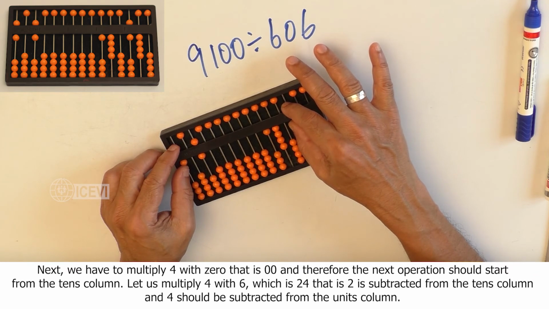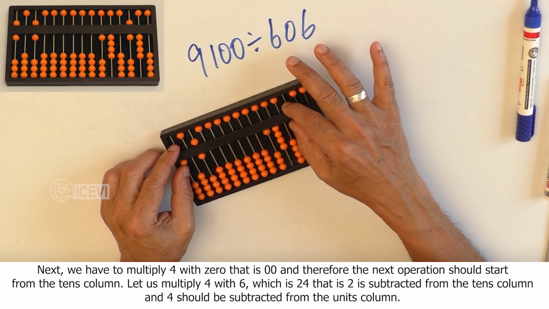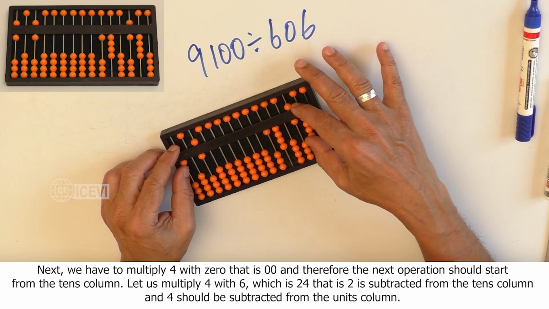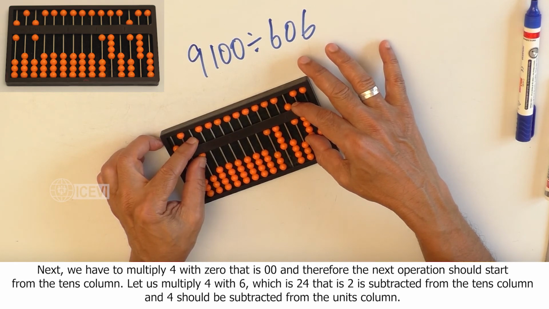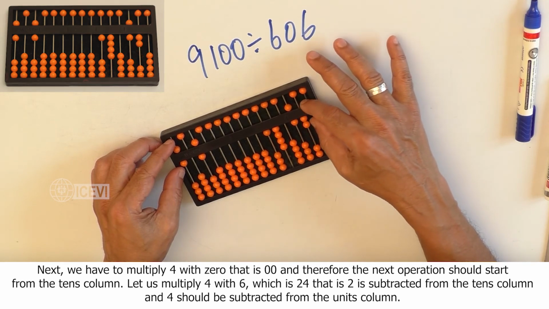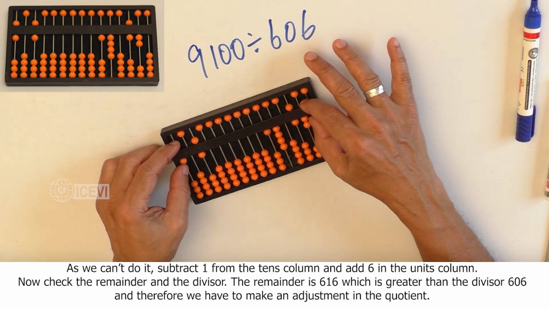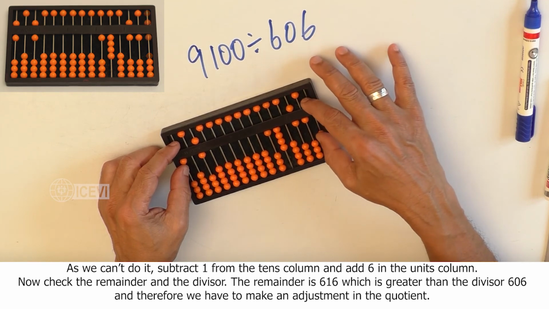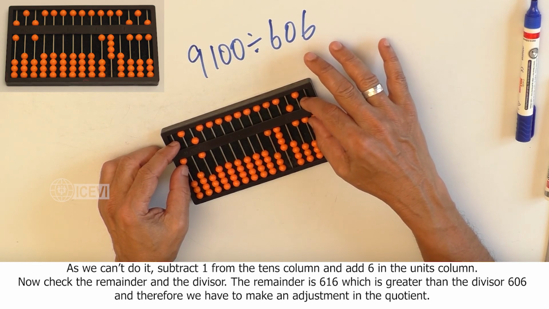Next we have to multiply 4 with 0, that is 00, and therefore the next operation should start from the tens column. Let us multiply 4 with 6, that is 24, that is 2 subtracted from the tens column, and 4 should be subtracted from the units column. As we can't do that, subtract 1 from the tens column and add 6 in the units column. Now check the remainder and the divisor.